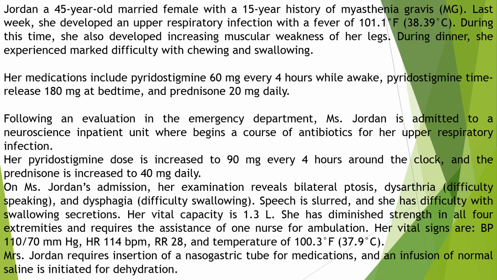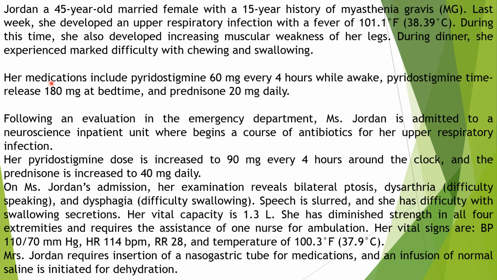A 45-year-old married female with a 15-year history of myasthenia gravis. Last week she developed an upper respiratory infection with a fever of 101.1 degrees Fahrenheit. During this time she also developed increasing muscular weakness of her legs. During dinner she experienced marked difficulty with chewing and swallowing.